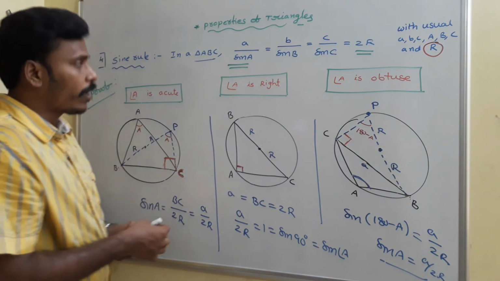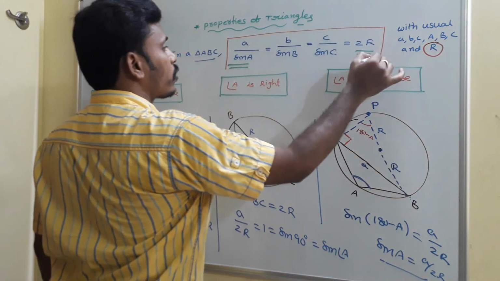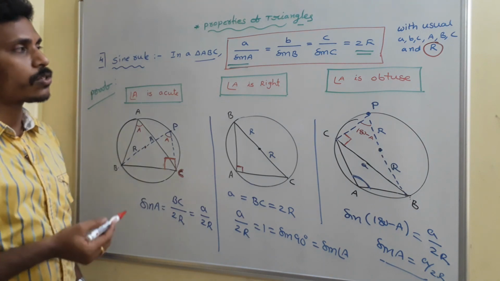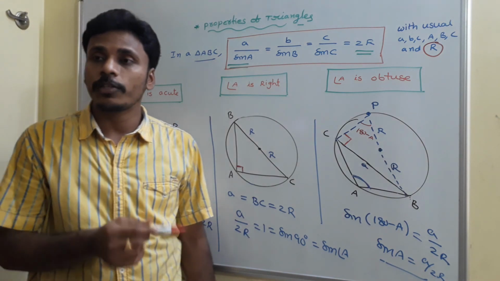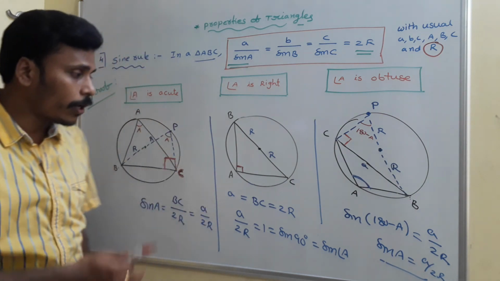And at the end, we have this particular sine rule, that a by sin A is equal to b by sin B is equal to c by sin C is equal to 2r. Okay, very useful thing. Usually you will use this particular rule in your physics also, maybe in Snell's law, like that.